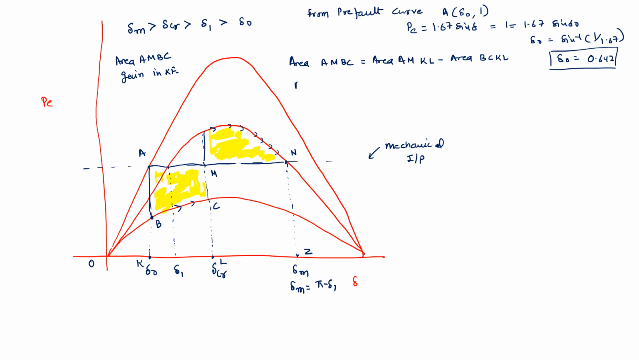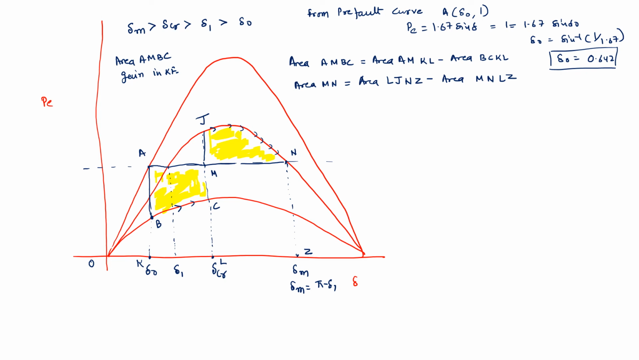Now the second area, area MN. If I calculate the area LJZ, and subtract the area of this rectangle MNLZ, I will be able to find out the two areas, and then I will equate them. Now let us see how it goes.